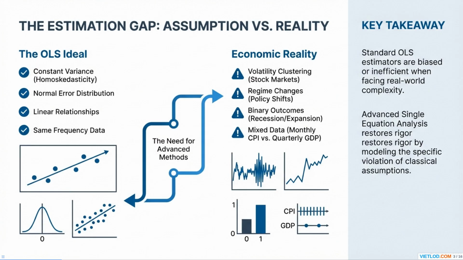The classical linear regression model, often estimated with OLS, rests on several key assumptions, such as constant variance, or homoscedasticity, and normal errors. However, real-world economic data rarely conforms to this ideal. We often encounter issues like volatility clustering in financial markets, where large changes are followed by large changes. Other common challenges include regime changes from policy shifts, binary outcomes like a recession, and data recorded at mixed frequencies, such as monthly inflation and quarterly GDP.